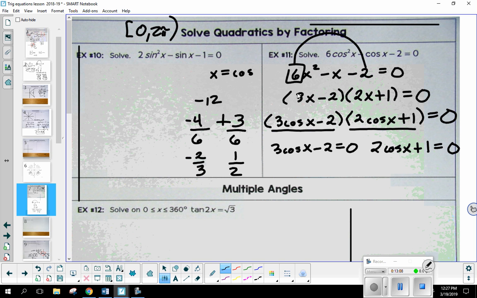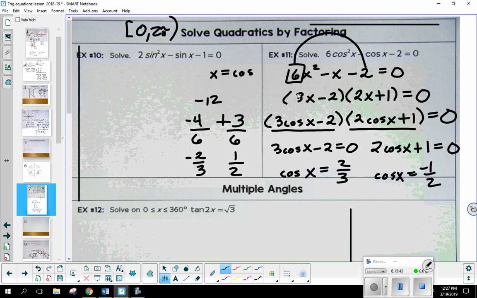So let's see here. If I were to add 2 and divide by 3, that's going to give me positive 2/3. Okay, so cosine of x is equal to 2/3. And then this other one right here, cosine of x equals negative 1/2. There we go. Now, sometimes this is going to happen, not a whole lot. Let's start with the easy one first.